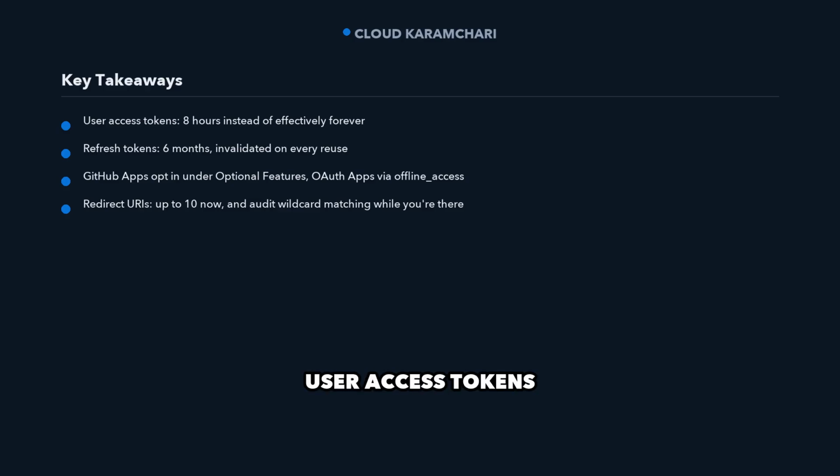To sum up, user access tokens now last 8 hours instead of effectively forever, refresh tokens last 6 months and rotate on every use. GitHub apps opt in under optional features, while OAuth apps use the offline_access scope, and you can now register up to 10 redirect URIs, a good moment to also audit wildcard matching.